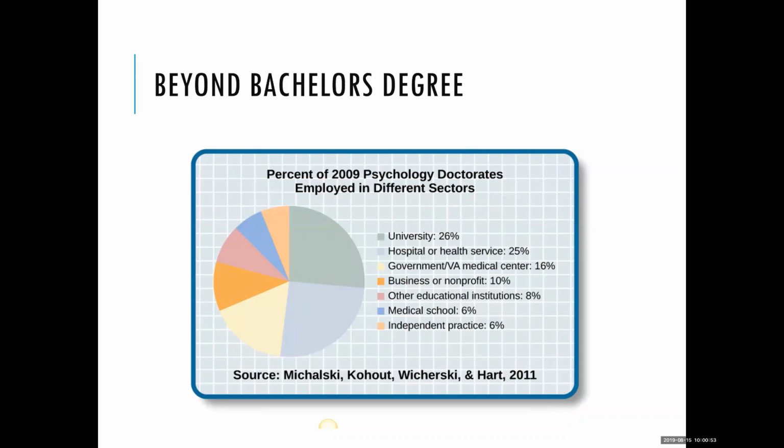The other question is, well, how much of an education do you need? This is from a different source than the book. It gives you a breakdown of where people with doctorates work. This would be if you've got a 4-year bachelor's degree in psychology and now you've pursued additional education.